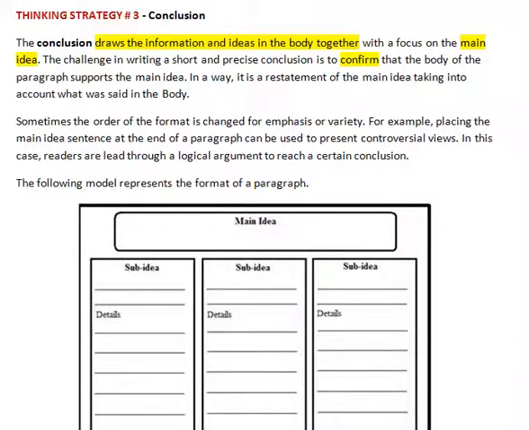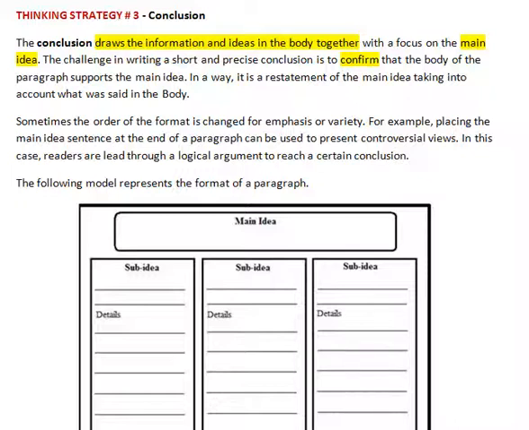Thinking strategy number 3, conclusion. The conclusion draws the information and ideas in the body together with a focus on the main idea. The challenge in writing a short or precise conclusion is to confirm that the body of the paragraph supports the main idea. In a way, it is a restatement of the main idea, taking into account what was said in the body.